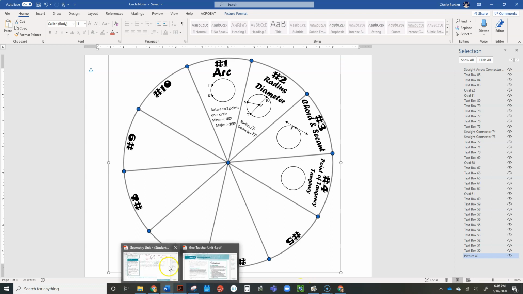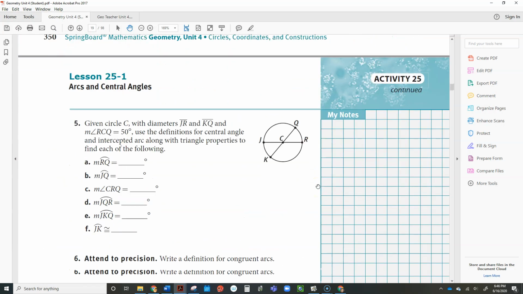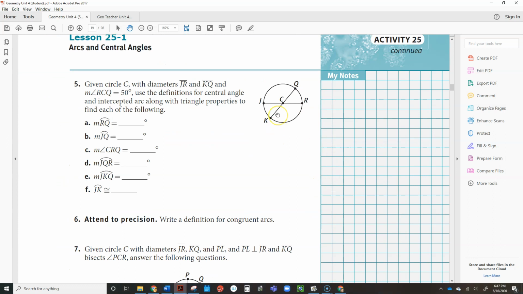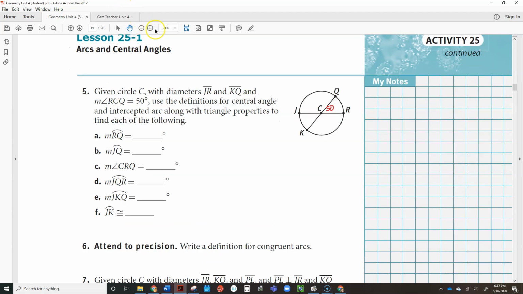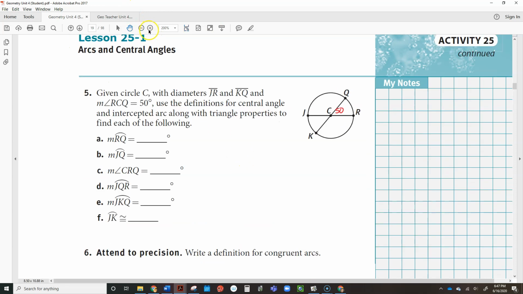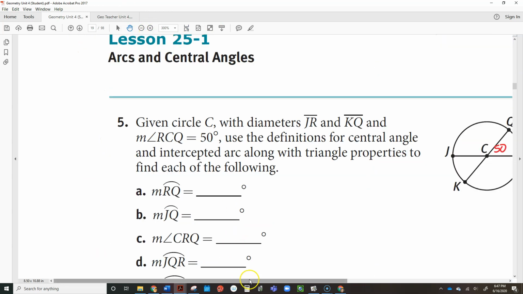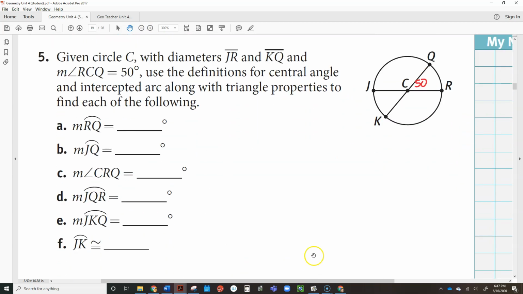Okay, so back to where we were. Let's work a few problems. So it says that here's circle C. We have 2 diameters, JR and KQ, and the measure of angle RCQ is 50 degrees. Okay, that is 50 degrees. I'm going to blow this up just a little bit. Okay, so if that's 50 degrees, then this arc is also 50 degrees.